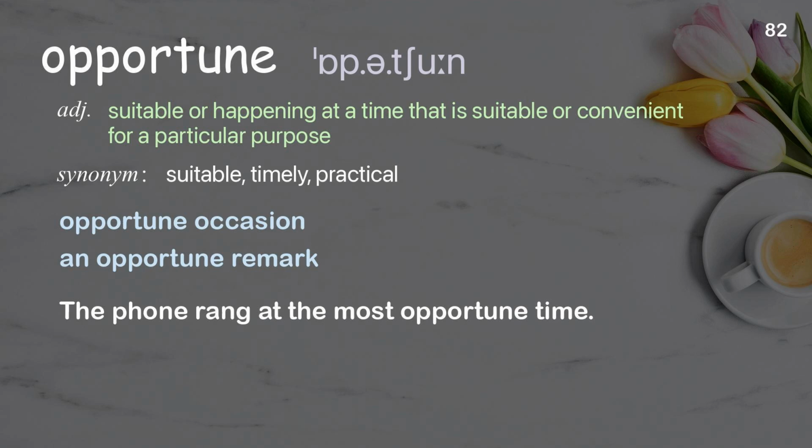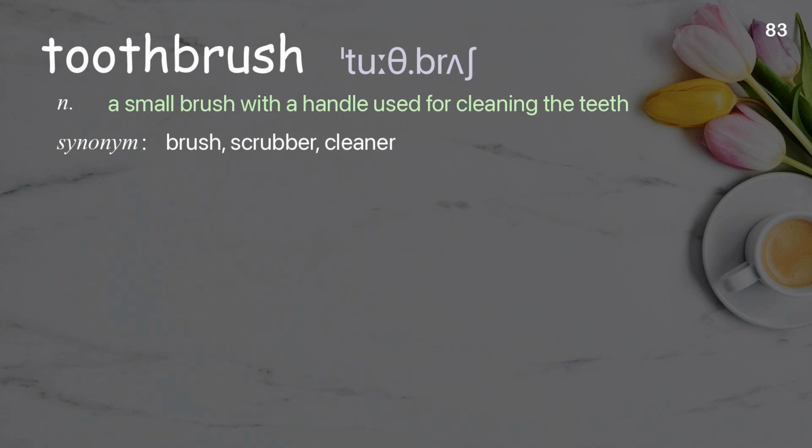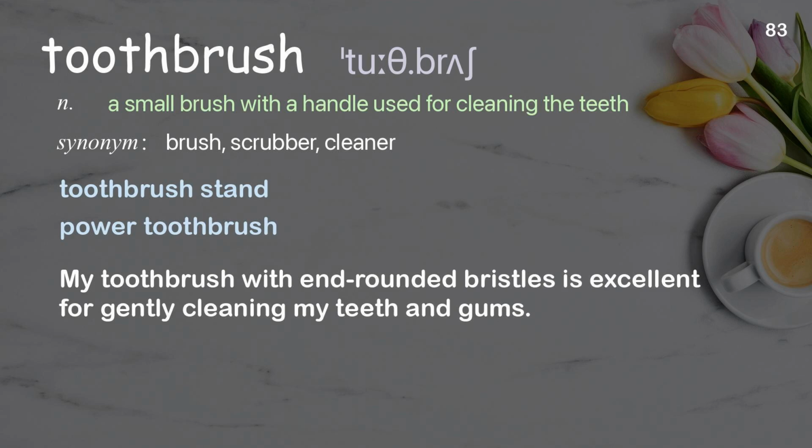Toothbrush. A small brush with a handle used for cleaning the teeth. Examples: toothbrush stand, power toothbrush. My toothbrush with end-rounded bristles is excellent for gently cleaning my teeth and gums.